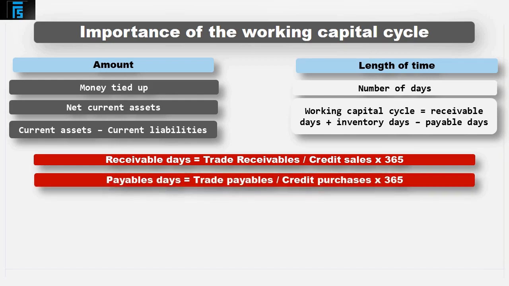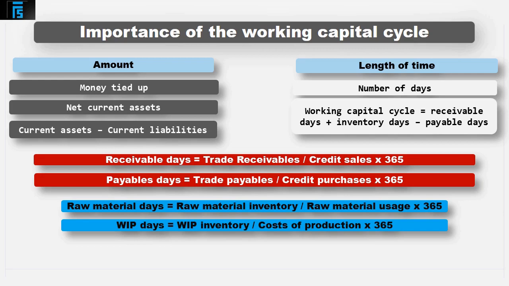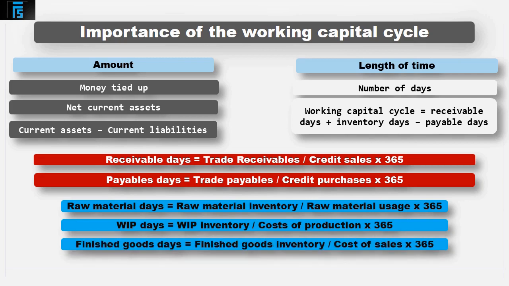On the same basis, payable days equals trade payables divided by credit purchases multiplied by 365. Raw material days equals raw material inventory divided by raw material usage multiplied by 365. WIP days equals WIP inventory divided by costs of production multiplied by 365, and finished goods days equals finished goods inventory divided by cost of sales multiplied by 365.